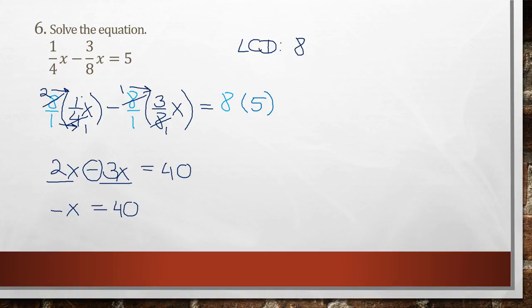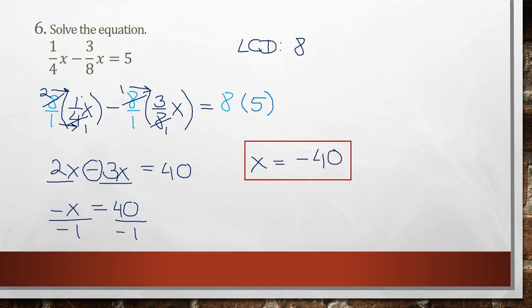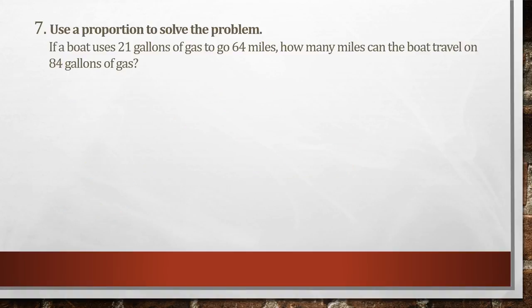Now x is not by itself, so we need to eliminate the negative sign in front of the x, and we can do that by dividing by a negative 1, because negative over negative is positive. Our x would become positive, but what we do to one side we do to the other side, so we end up with x on the left, and on the right 40 divided by negative 1 gives us negative 40. So negative 40 is our answer for this problem. Let's move on to the next question.